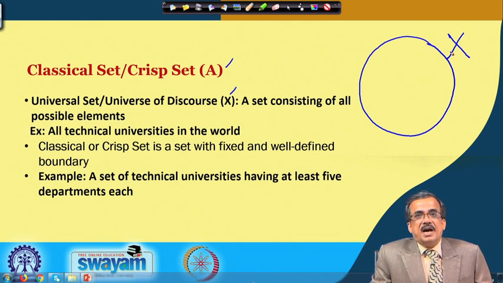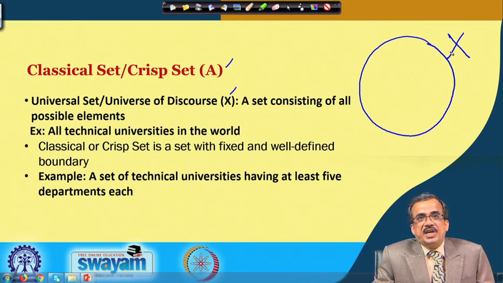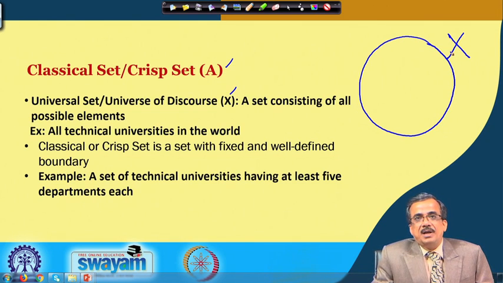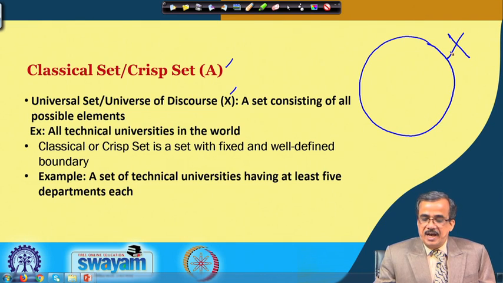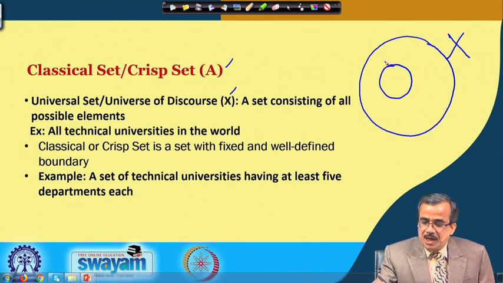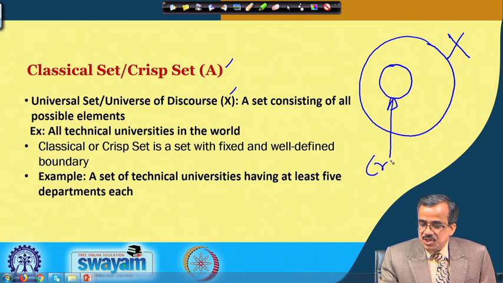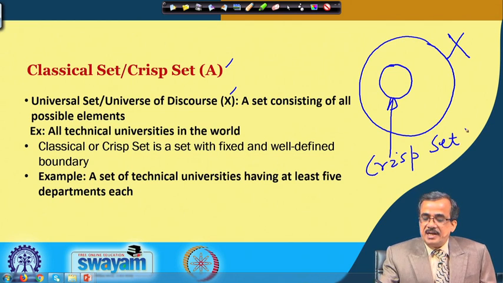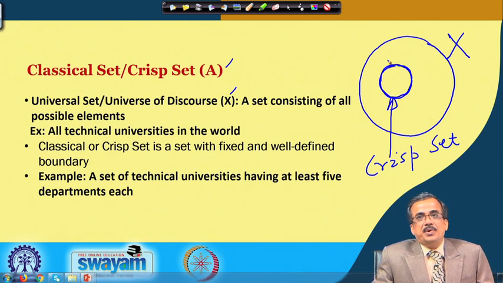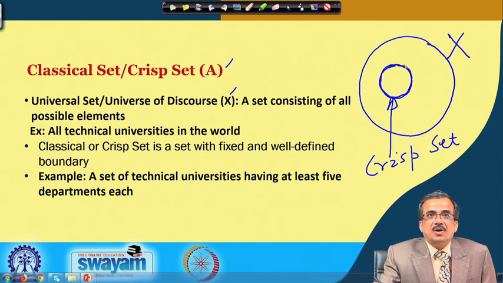Next, I am going to ask another question: can we not form a set of technical universities having at least 5 departments each? If you investigate, a number of universities throughout the world will have at least 5 departments each, and inside that universal set I will be getting a subset, and this subset is nothing but the crisp set, because this set has a well defined boundary. So, by definition, by the classical set or a crisp set, we mean a set with a fixed and well defined boundary.